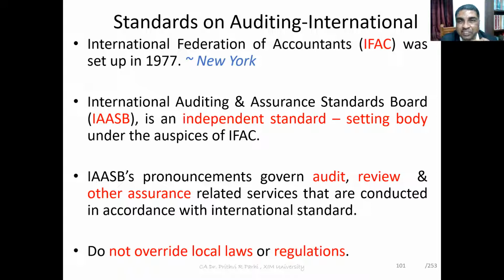This IFAC, or International Federation of Accountants, was set up in the year 1977 in New York City. Right. And there is a board. The name of that board is International Auditing and Assurance Standards Board, IAASB. This is an independent board, which is you can say the independent standard setting body, which works under the auspice of IFAC, and independently it sets standards. That body is independent. And this International Federation of Accountants, that organization is also independent. And IFAC issues various pronouncements which relates to audit, review, and other assurance services.